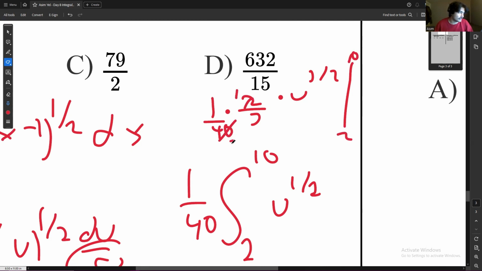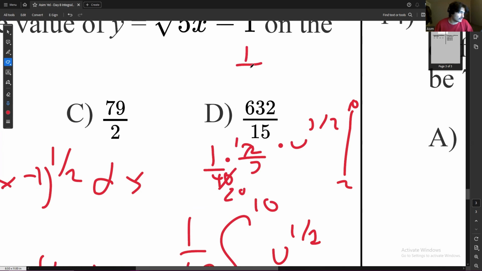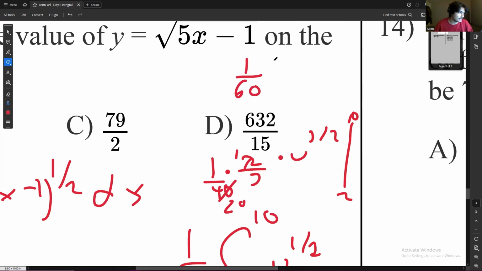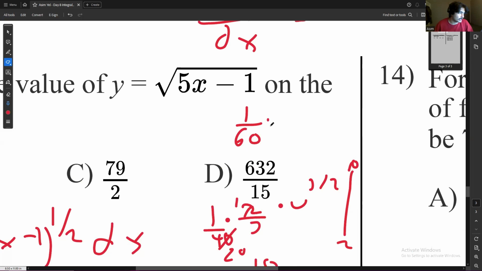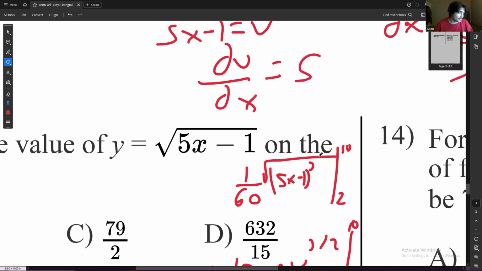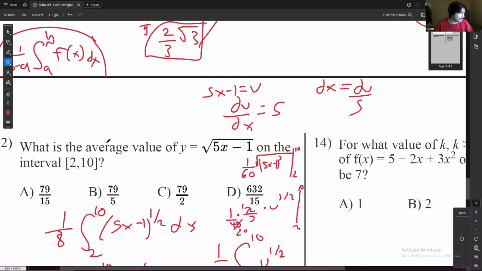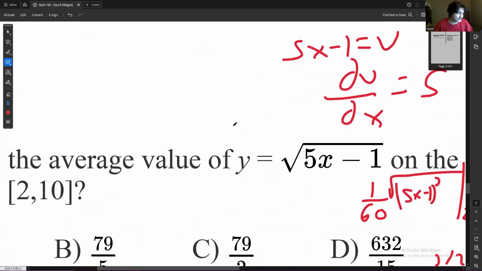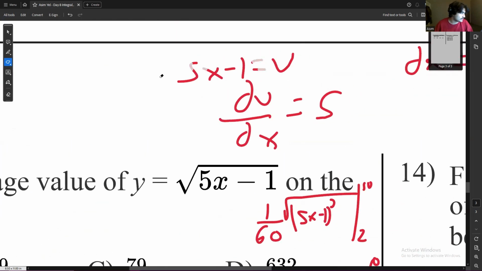So this will be 1 over 60, and instead of u I'm just gonna write 5x minus 1 to the power of 3/2, evaluated from 2 to 10. And now I want to find another space to do it. So actually, let me just erase this.